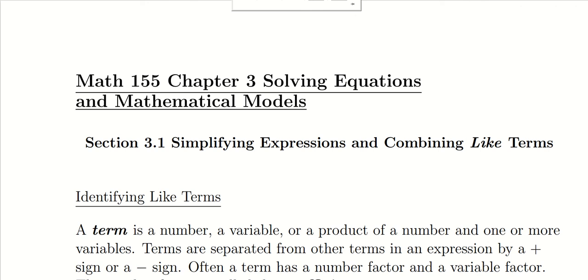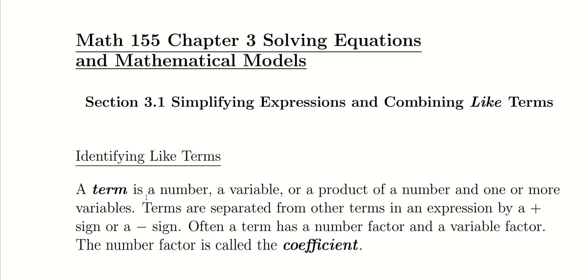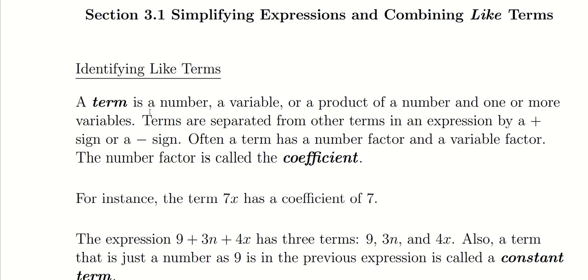In Chapter 3, we're going to focus on solving equations and also mathematical models, starting with Section 3.1, which is about simplifying expressions and combining like terms. A term is a number, a variable, or a product of a number and one or more variables. Terms in algebra are separated from each other by either addition or subtraction signs.